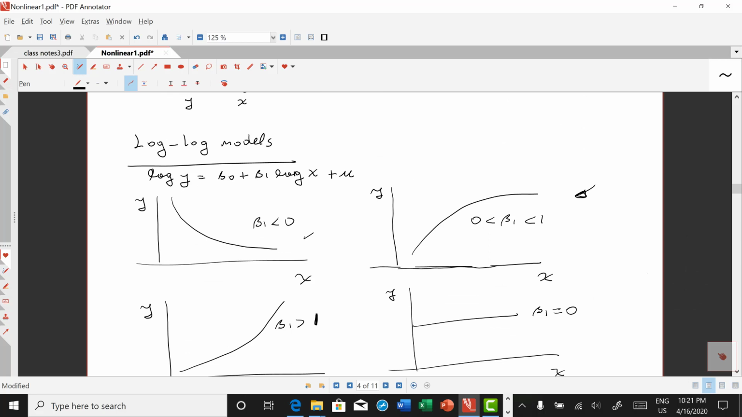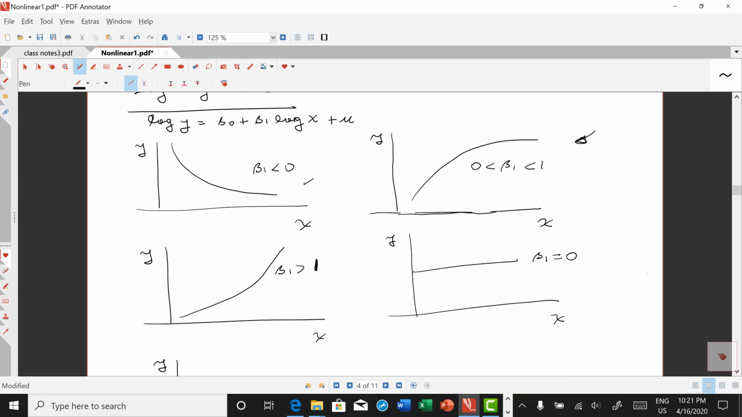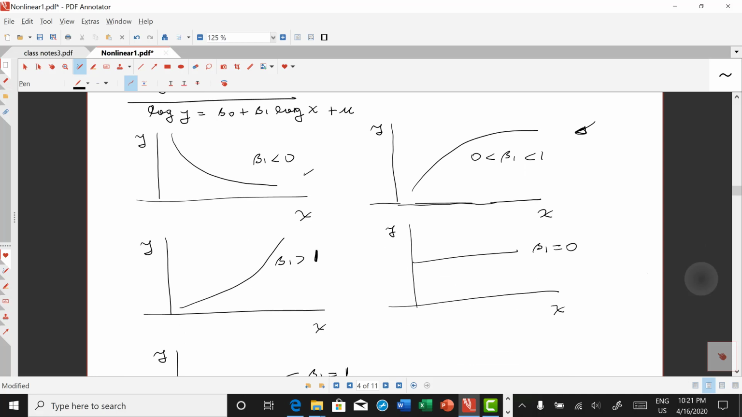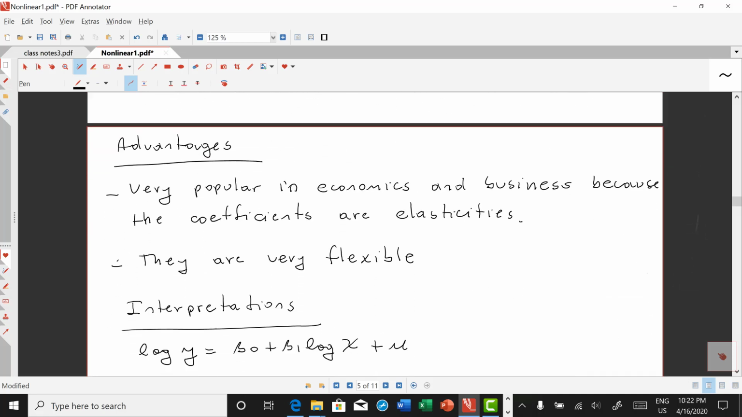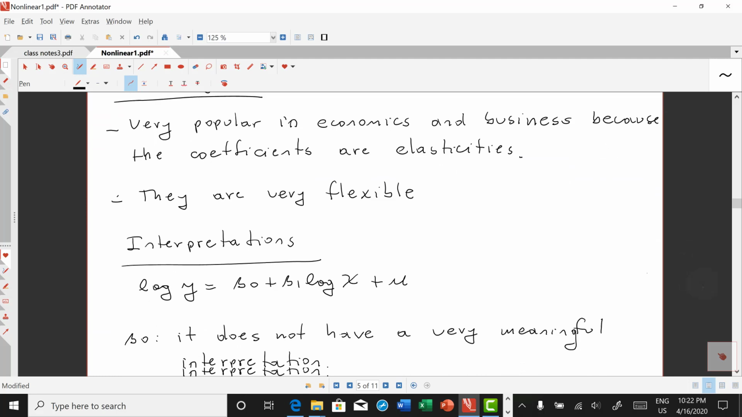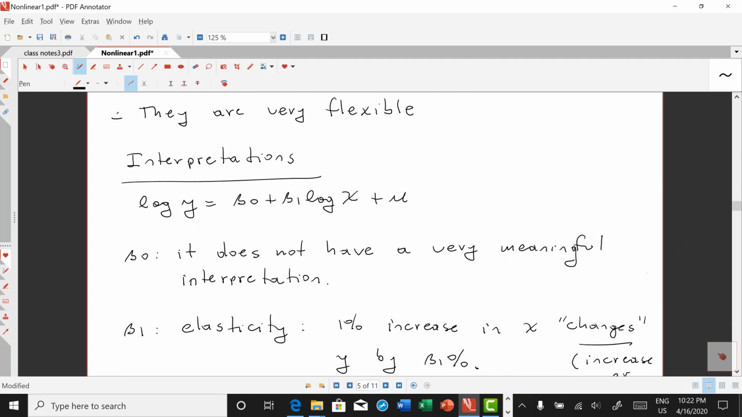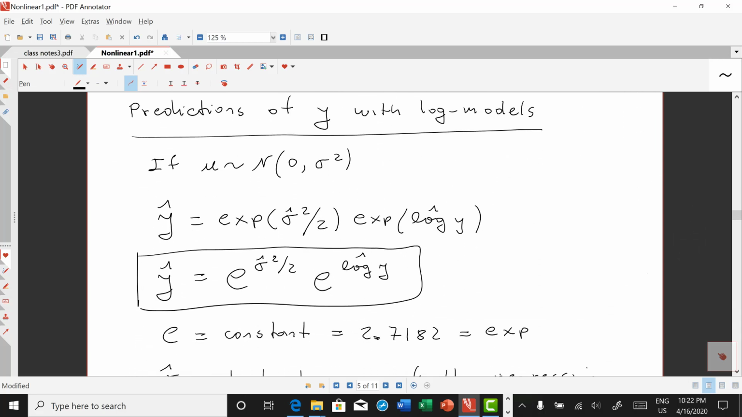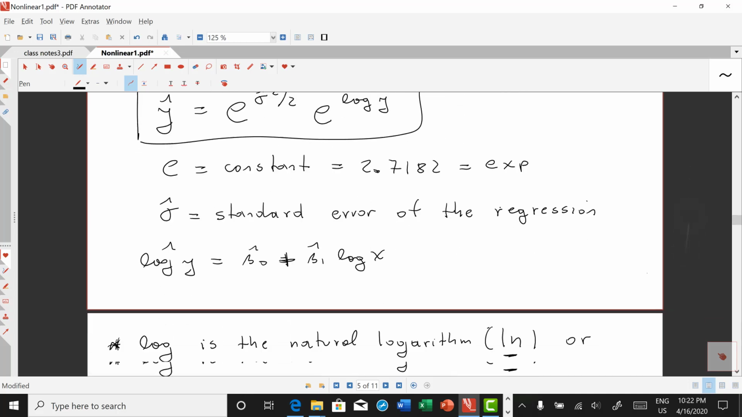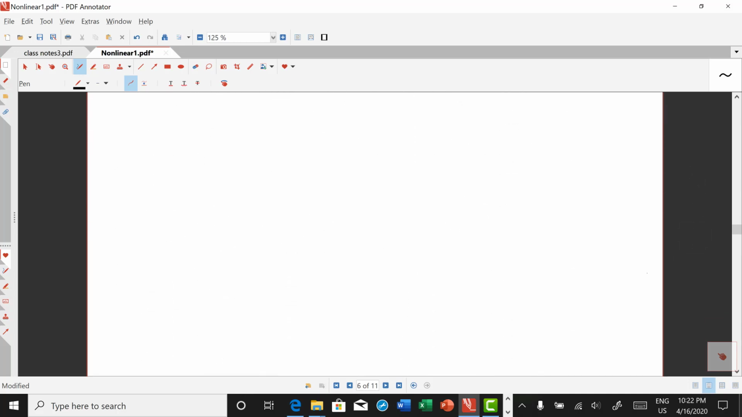Just a reminder, the log-log model was very flexible. We were able to estimate different types of relationships. It was very popular in economics because the coefficients could be interpreted as elasticities. We also talked about the predictions of Y with log models. Now let's focus on log-level models.